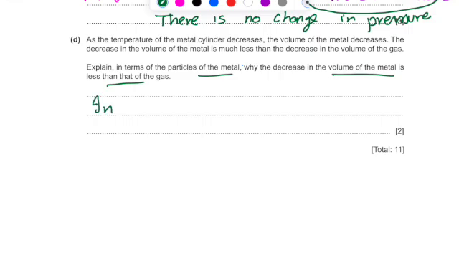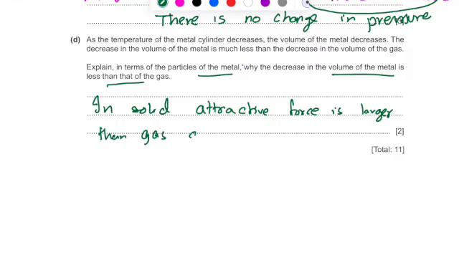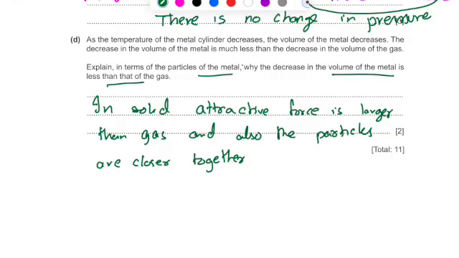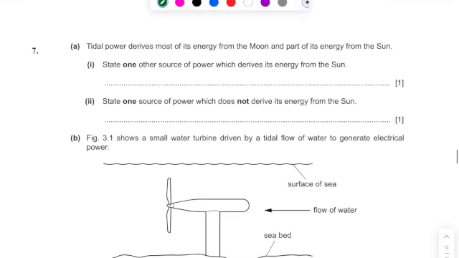So what I can write: in solid, attractive force is larger than gas, and also the particles are closer together in solid than gas. That is the reason. Question number 7.